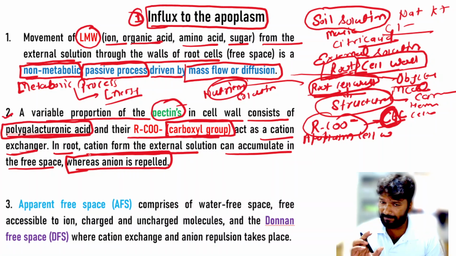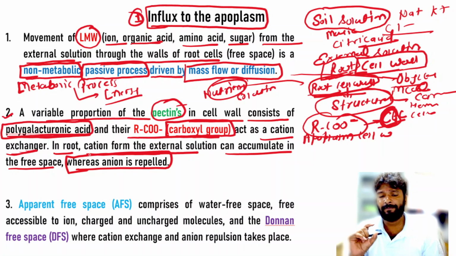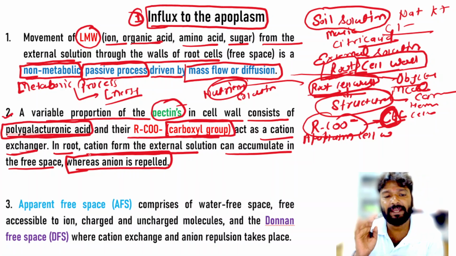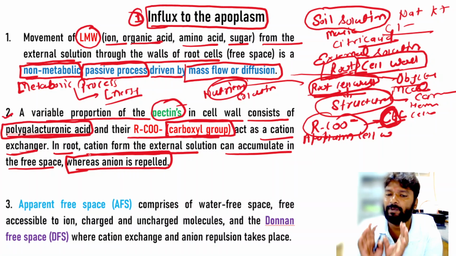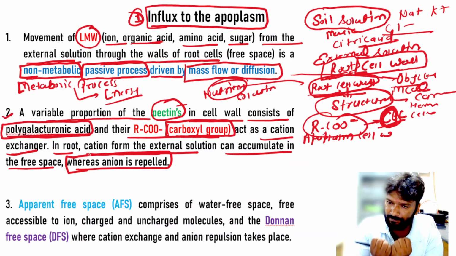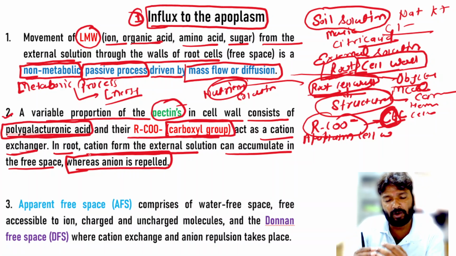What is happening? The ions present in the soil reach your root cells through mass flow. In the root cells, the cell walls contain pectin, and pectin has polygalacturonic acid, which contains the carboxyl group. This is a negatively charged group responsible for the cation exchange in the root, and it attracts the positive ions or cations but repels the same charge ions, or anions.